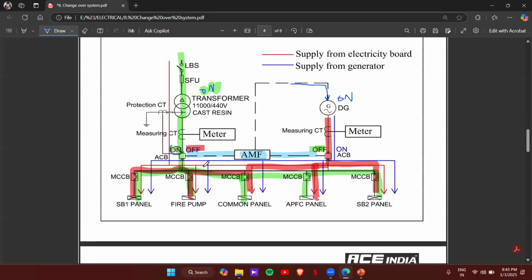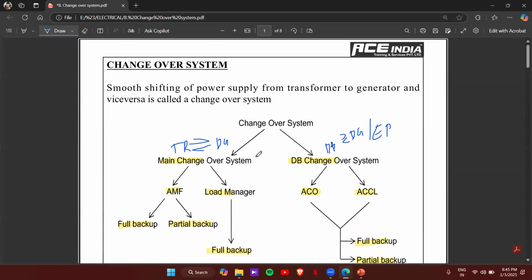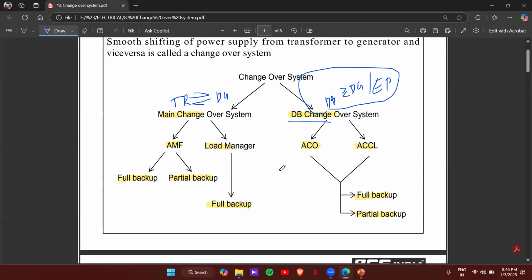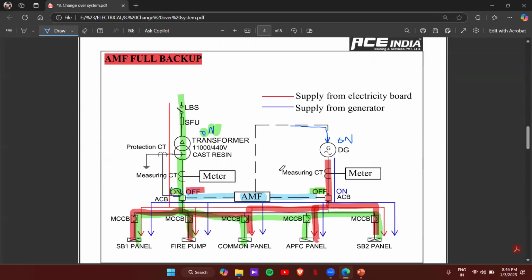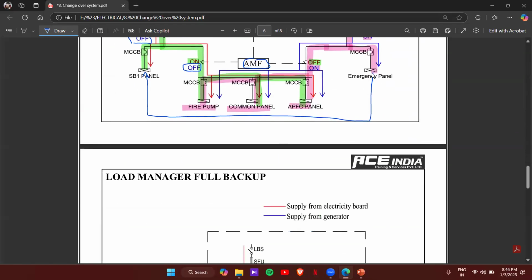This one is our DB changer system, the switching between the DB and the emergency panel. And again, it's not necessary. If we have that, we'll provide it, or else we'll be using it for something else.